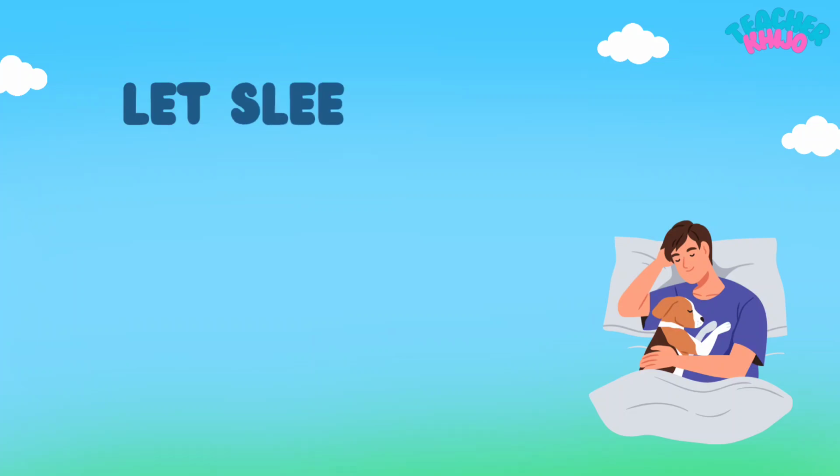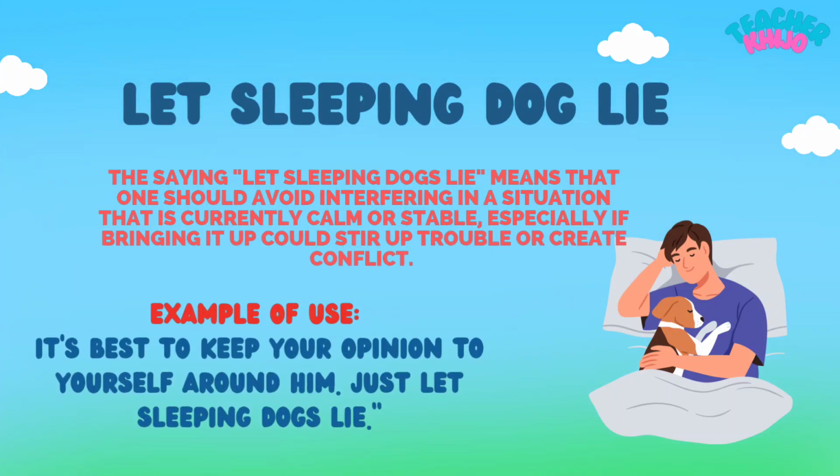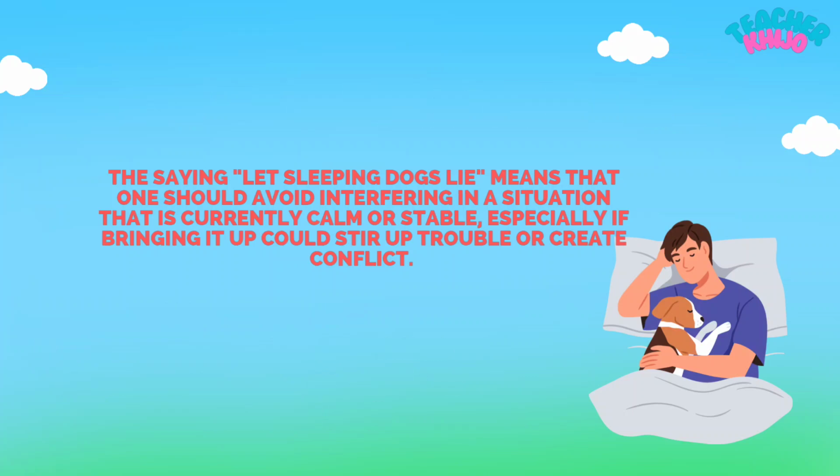Okay, next one is let sleeping dogs lie. Do you like dogs? I like them too. Okay. It means that one should avoid interfering in a situation that is currently calm or stable, especially if bringing it up could stir up trouble or create conflict. Example of using this idiom is like, it's best to keep your opinion to yourself around him. Just let sleeping dogs lie.